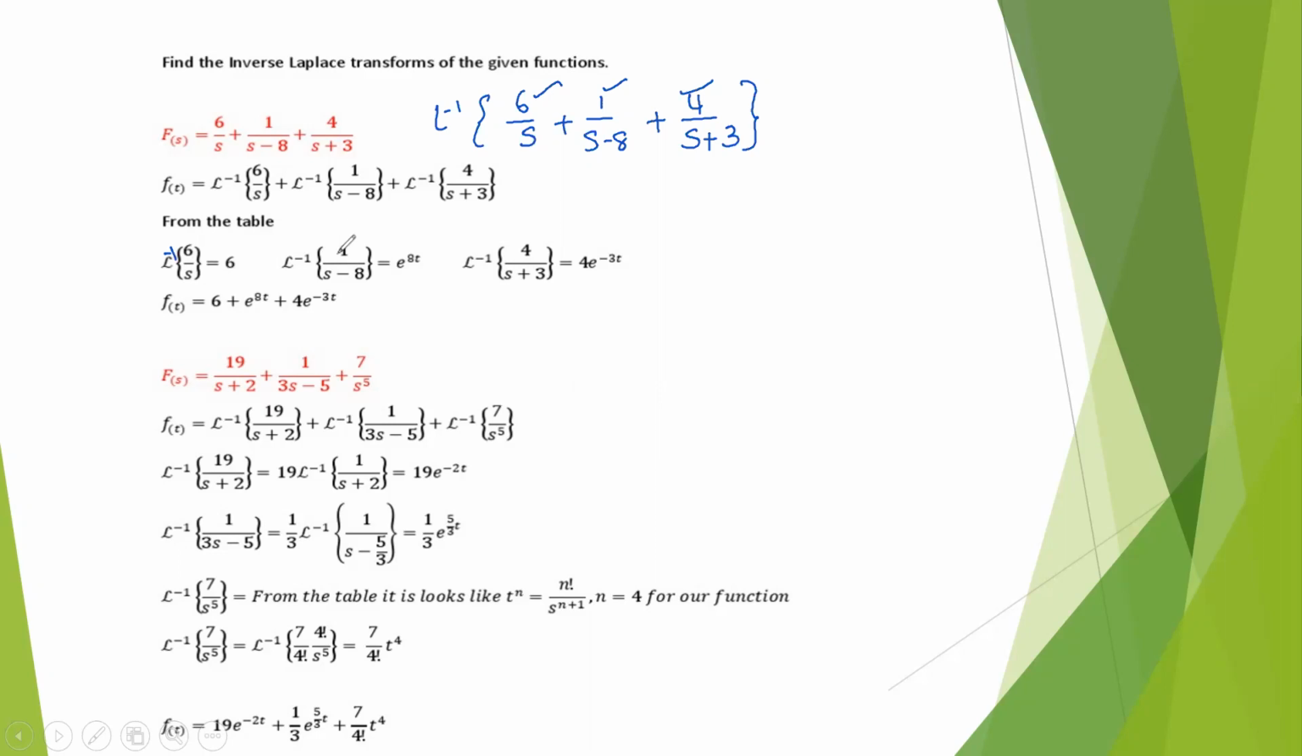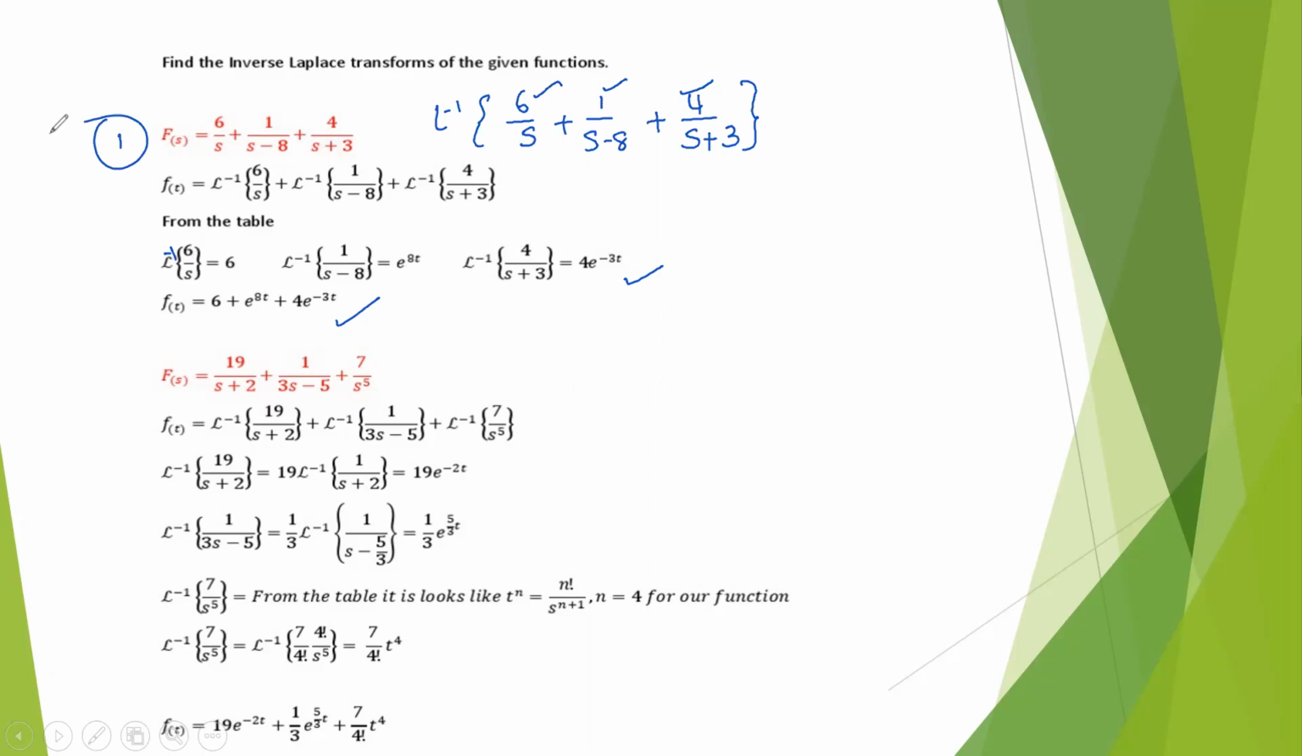the inverse Laplace transform of 6 by s is 6, inverse Laplace transform of 1 by s minus 8 is e power 8t, and inverse Laplace transform of 4 by s plus 3 is 4 into e power minus 3t. And if I add them together, we are going to have our required f of t. So this is our required first example.